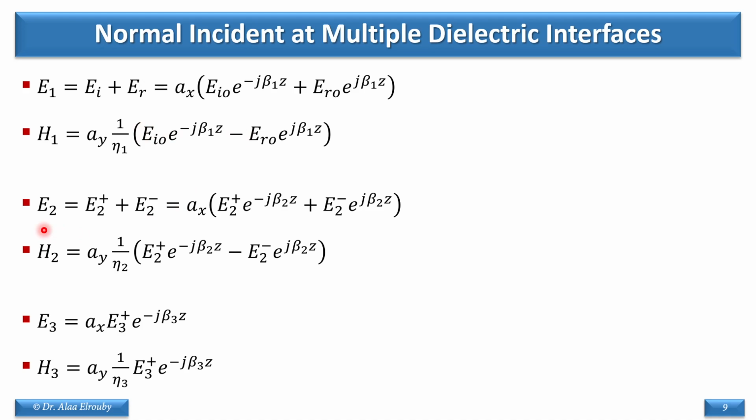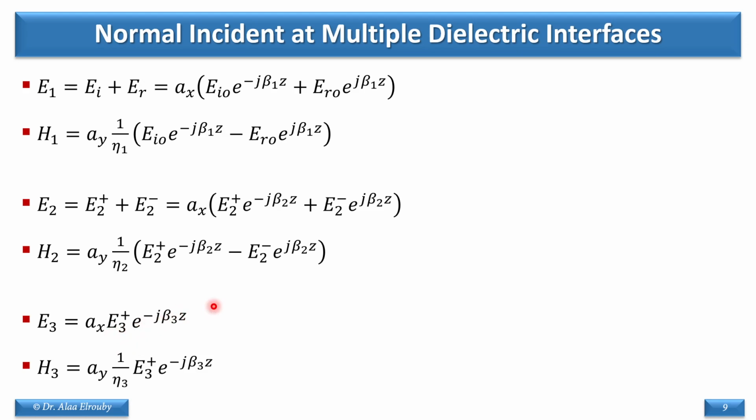If we go to media number 2, we have a positive Z component and a negative Z component. We don't know the magnitudes of both, but we know this is the expression. The electric field is in the a_x direction. H2 has this expression, with a component in the positive Z, so this is positive, and a component in the negative Z, so this is negative. In the third media, we have just a wave propagating in the positive Z direction, and E3 is unknown.